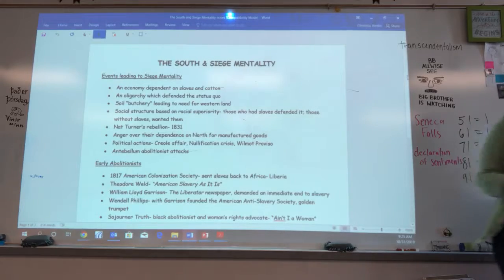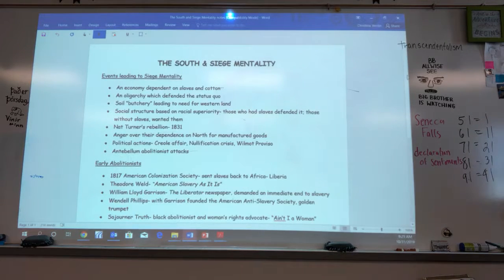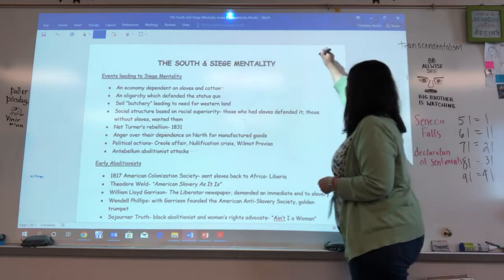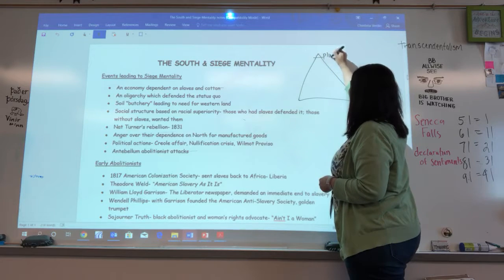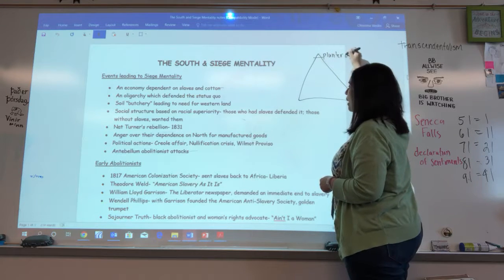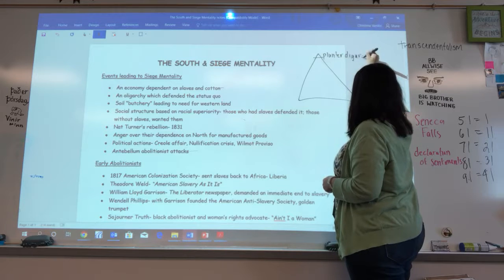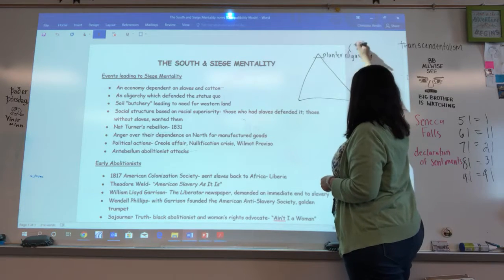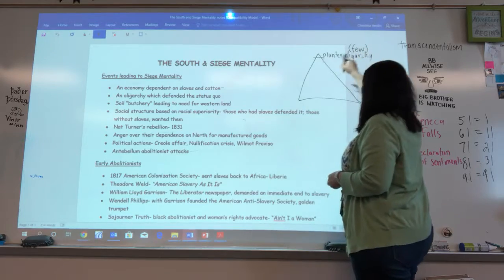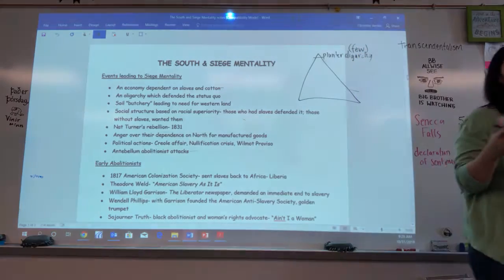So I'm going to put the social structure here because we'll be coming back to it a lot as we move through the Civil War and Reconstruction. So at the top of the Southern society, we see the planter oligarchy. That means this oligarchy, is there a lot of them? Do y'all know what the word oligarchy means? This means few.